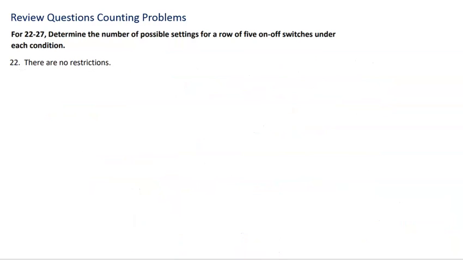Now for problems 22 through 27, we've got some on-off switches. So it says determine the number of possible settings for a row of 5 on-off switches under each condition. The first condition, there are no restrictions. So, hey, we got 5 on-off switches, right? So the first one can be on or off, the second one can be on or off, the third one can be on or off, the fourth one can be on or off, and the fifth one could be on or off.